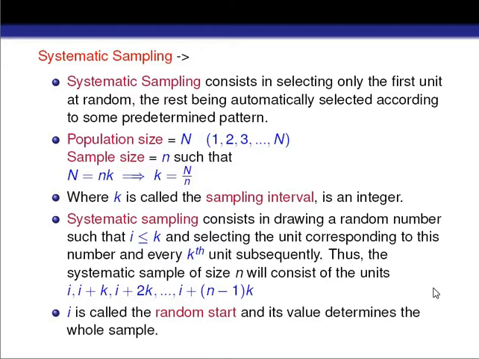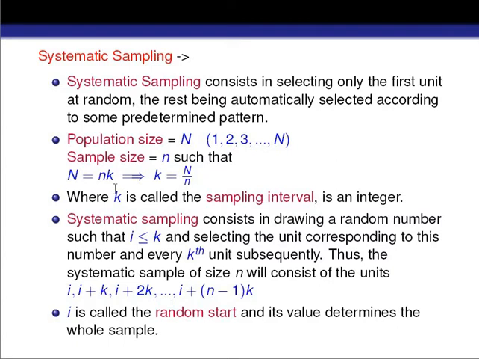Suppose our population size is capital N, and the observations of the population are serially numbered from 1 to capital N. We want to draw a sample of size small n such that capital N is equal to small n times k. Then k is equal to capital N by small n, where k is called the sampling interval, and we use this to determine the rest of the units for our sample.